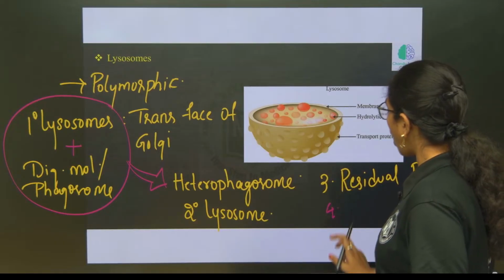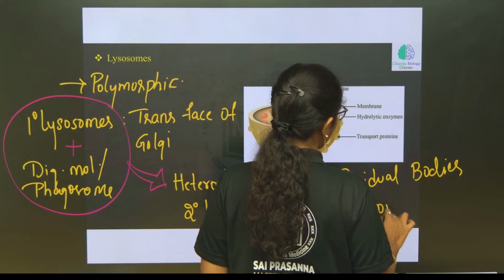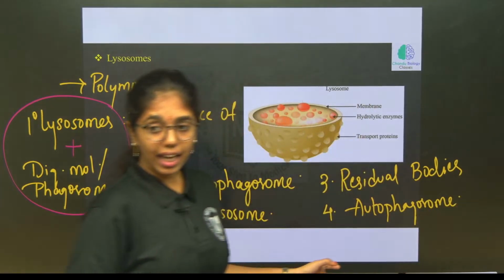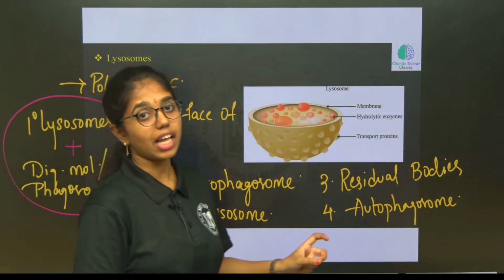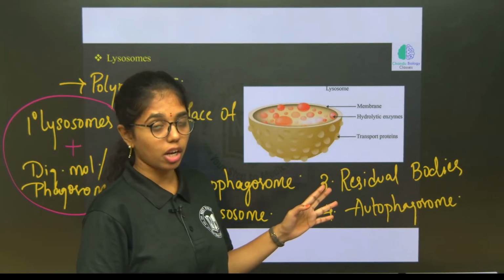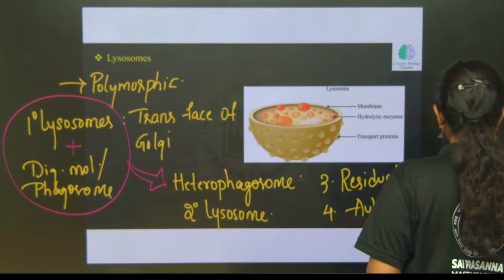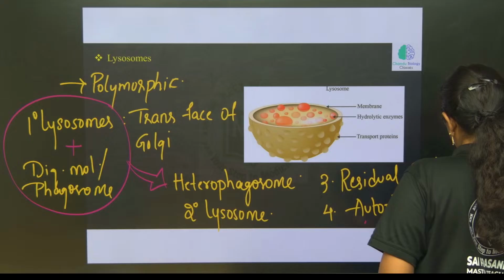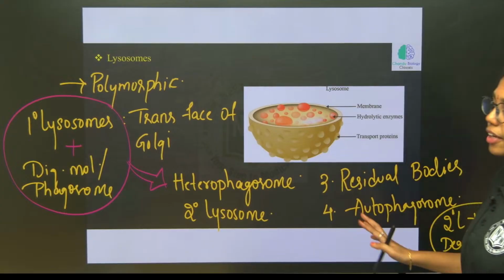And lastly, autophagosomes. The fourth type of lysosomes are autophagosomes. When a secondary lysosome is adjoined with any dead cellular constituent or dead cell organelle, for the lysing of that dead organelle or clearing it out of the cell, it is called an autophagosome. These are the different types of lysosomes.